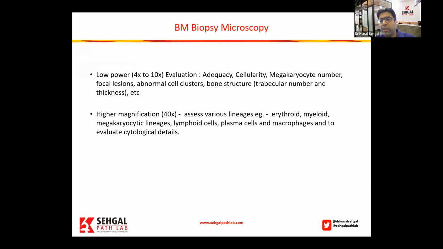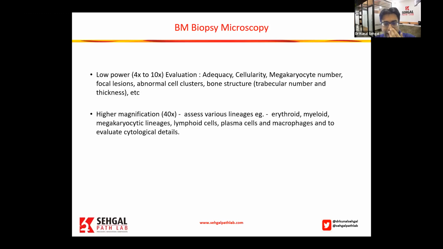Again, I like to assess my biopsy at low power, assess the cellularity, assess for clusters, look for granulomas, look for any abnormal mets, look for the location of megakaryocytes. Are they normally centered and scattered, or are they abnormally located in the paratrabecular location? Is there any kind of abnormal histiocyte or a granuloma or a collection there? Once I go into the higher power, which in a biopsy is typically 40x and not oil, you are looking at again the lineages.